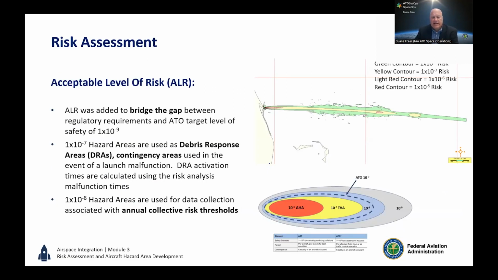The next slide is regarding our acceptable level of risk that I mentioned earlier. Again, ALR was developed to bridge the gap between the current regulatory requirements and the ATO target level of safety. The 10⁻⁷ areas, the ones in yellow here, are what we've labeled as debris response areas, and we use those as contingency areas in the event of a launch malfunction.